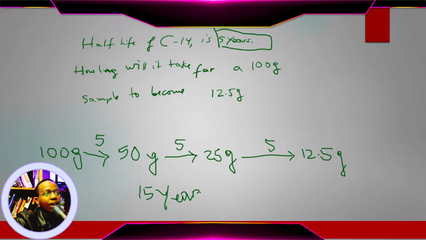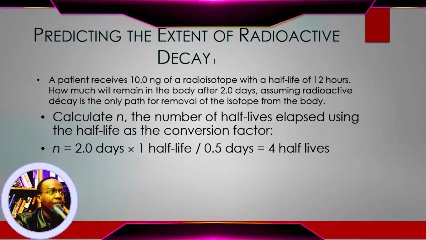So these are calculations that we do when it comes to half-life, right? So it's pretty easy when you understand what a half-life is. So I can give you another example here. It says a patient receives 10 nanograms of radioactive with a half-life of 12 hours. Okay. How much will remain in the body after 2 days, assuming the radioactive decay is the only path for removal of the isotope from the body?